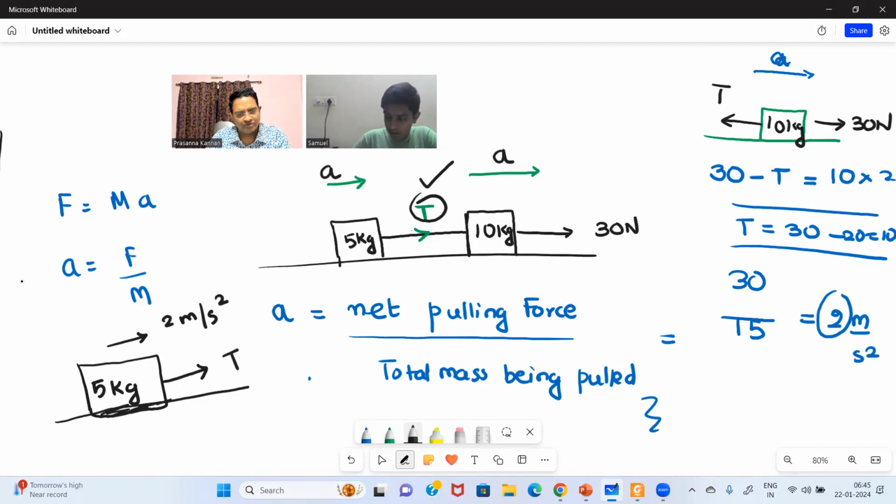So net force is equal to mass into acceleration. What is the mass? 5. Into acceleration? 5 into 2, so just 10. 10 Newton, which is the same as what we got here too. Is it clear? Yes, sir.